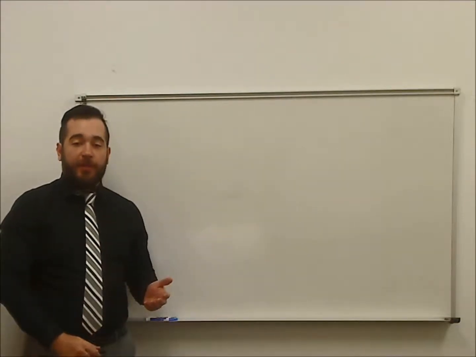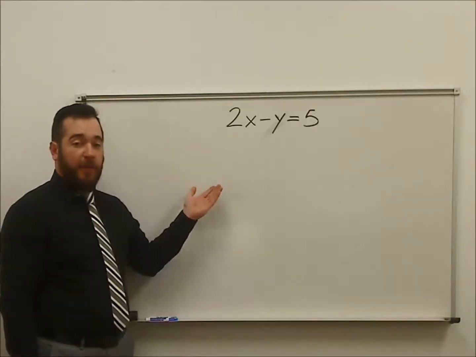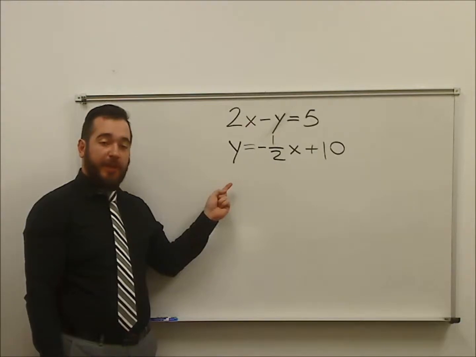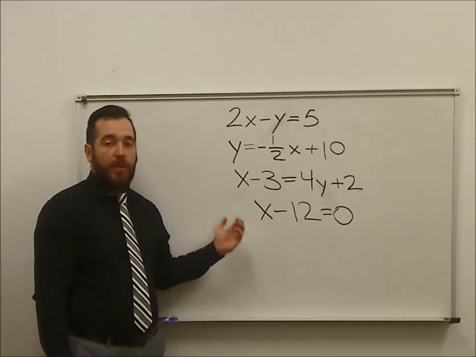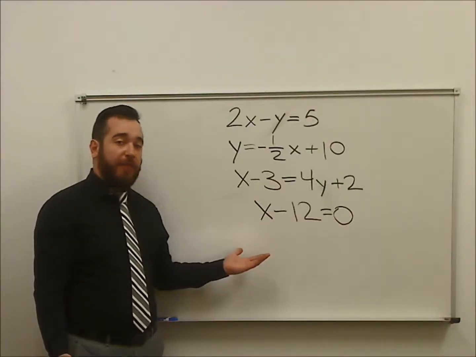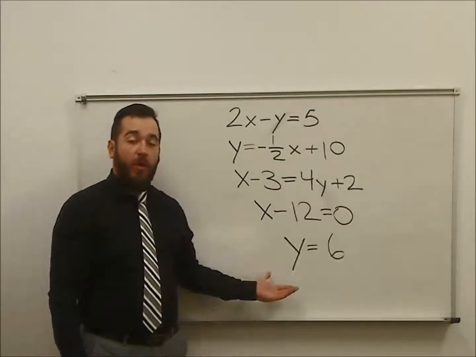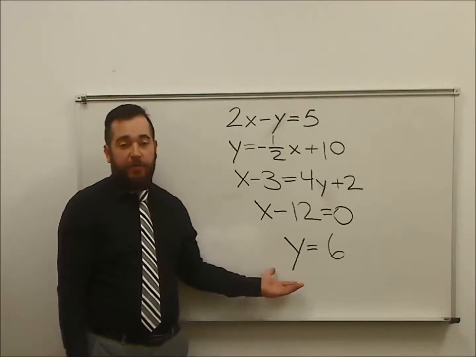Here are some examples of things that are linear equations. We've got 2x minus y equals 5. y equals negative 1/2 x plus 10. x minus 3 equals 4y plus 2. x minus 12 equals 0. Notice that we don't have to have a y for it to be a linear equation. And likewise, we don't have to have an x either. y equals 6 is just fine too.